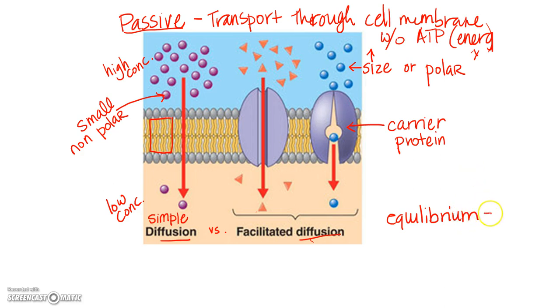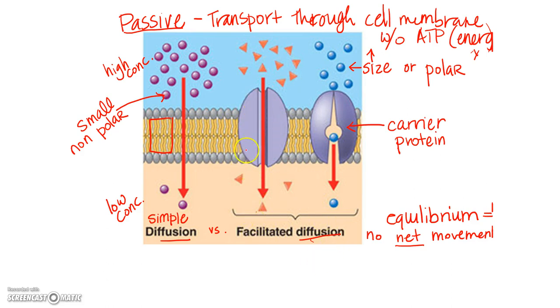Okay, so when we say equilibrium, that means, I'll write it over here, no net movement. What I mean by net movement is we're always going to have molecules wandering in and out, but there's not going to be an overall movement in one direction.